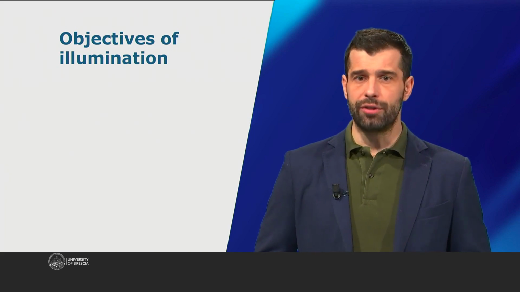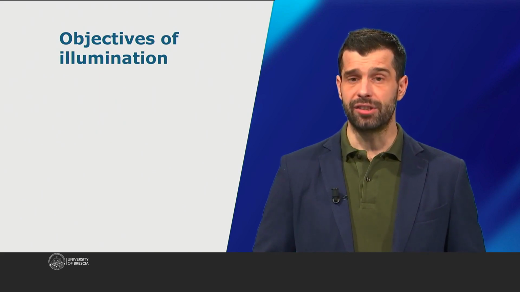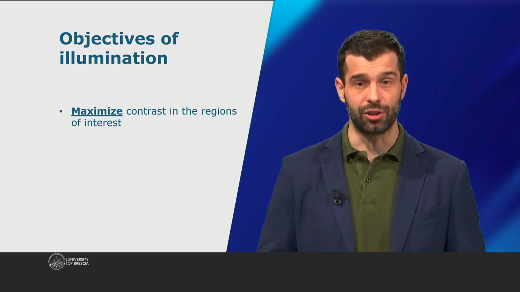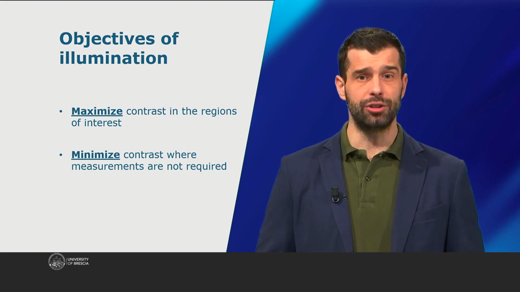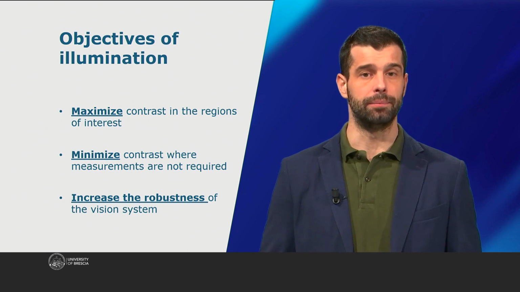The goals of a good vision-based measurement system are directly tied to this parameter, contrast. A good lighting system, in fact, should maximize contrast in the areas where I need to measure, minimize it where I don't need to measure, and make the whole system robust. So, it should ensure that the contrast doesn't change over time.